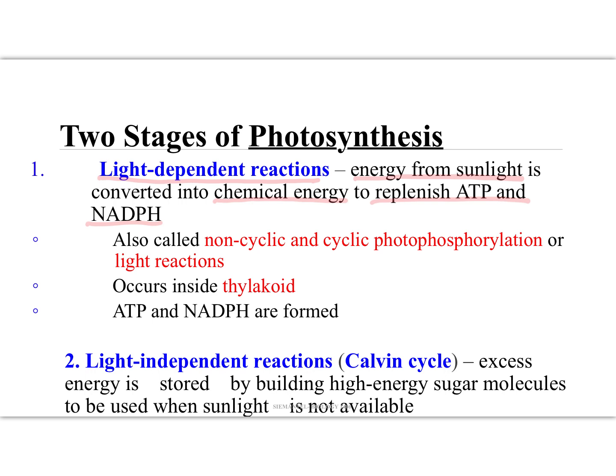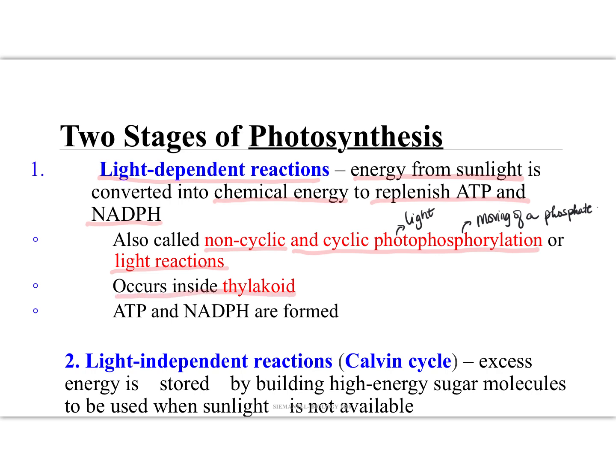Now, this light-dependent reaction can sometimes be called non-cyclic and cyclic photophosphorylation. I know that's a big word, but if we break it up, photo for light, and you know the term phosphorylation. We use it in cellular respiration. It's the moving of a phosphate. So movement of a phosphate group controlled by light. That's what photophosphorylation is. Some people also just keep it very simple and refer to them as the light reactions. They occur inside the thylakoid.